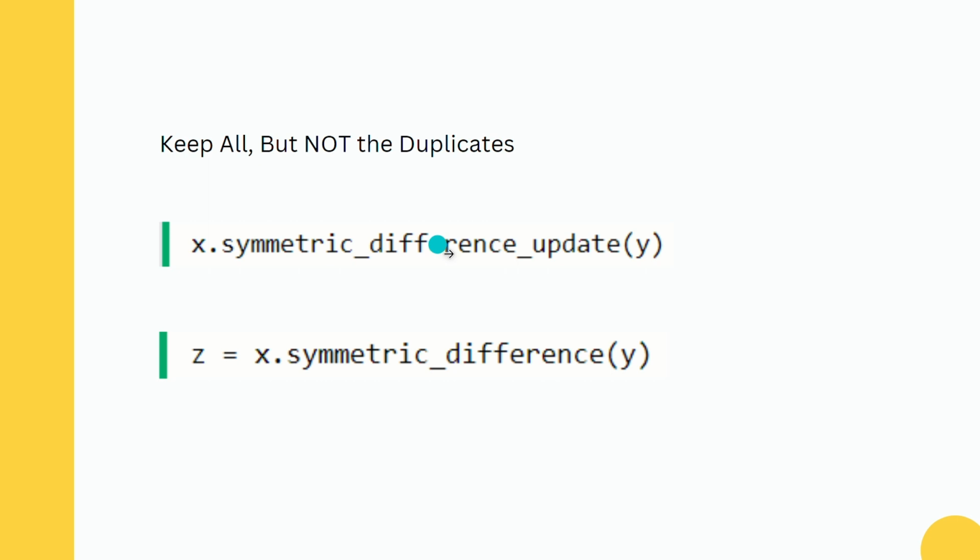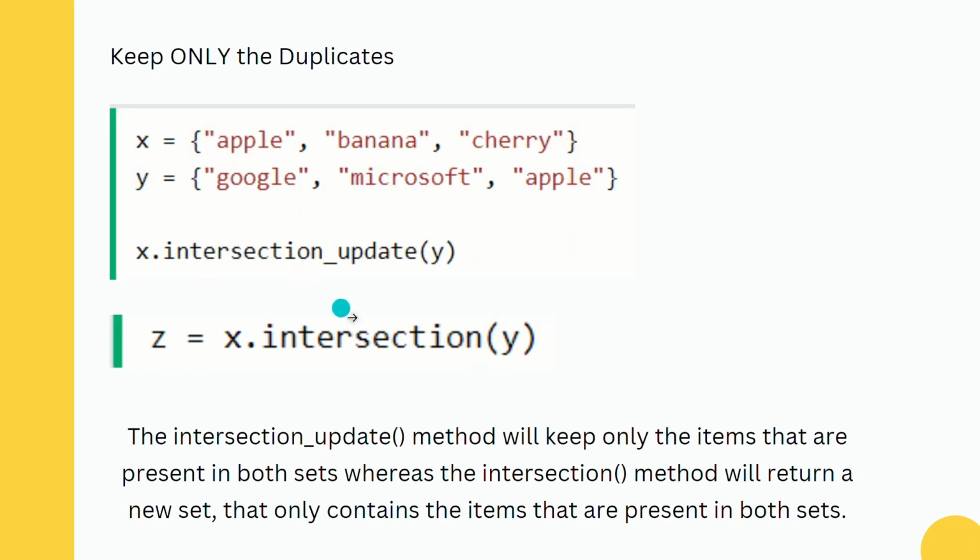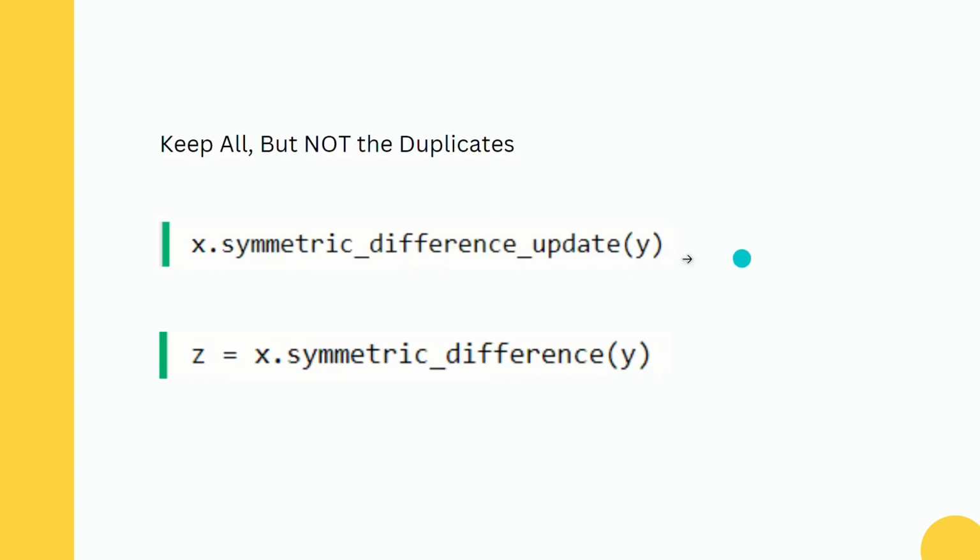Now if you want to keep all but not the duplicates, that is basically the symmetric difference. Once again, if you are familiar with set theory, it will be much easier for you to understand this, or you can also read about it, and it will take hardly 5 to 10 minutes to understand all of this. So if you want to keep all but not the duplicates, you will use symmetric difference. And just like we saw for intersection, you have two methods. One is update, which will update in the first set, and one is just intersection, which will store into a new variable. Similarly, for symmetric difference, there's symmetric difference update and symmetric difference.